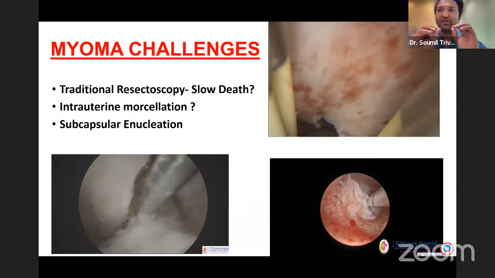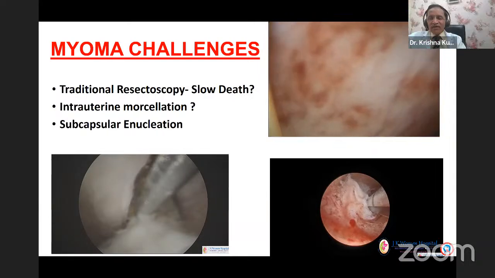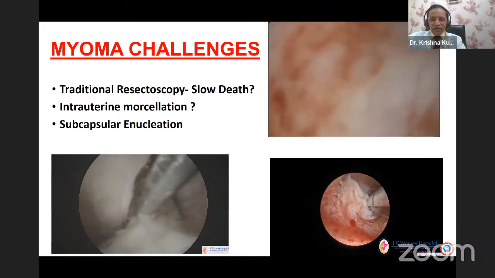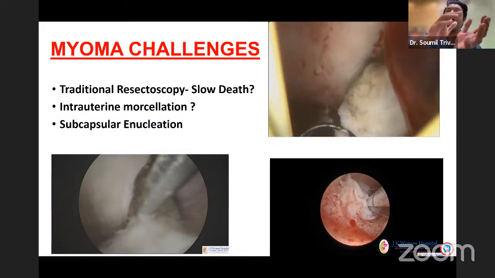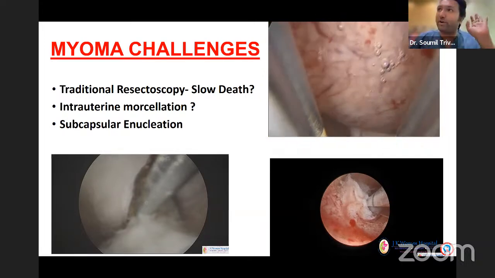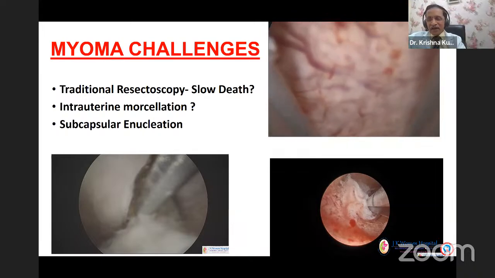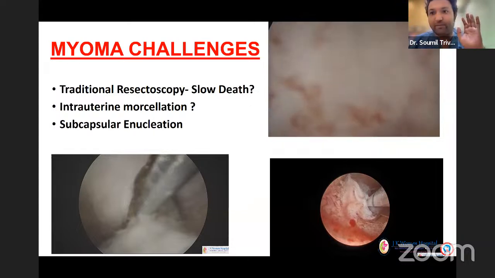Hysteroscopy is one surgery wherein you can leave it at any moment. Anytime. Yes, perfect. Even if there is fluid overload, there is a 7 centimeter myoma, you have resected 5 centimeter. If fluid overload is there, stop it. There is always a second day. Sometimes even the second day is not needed.